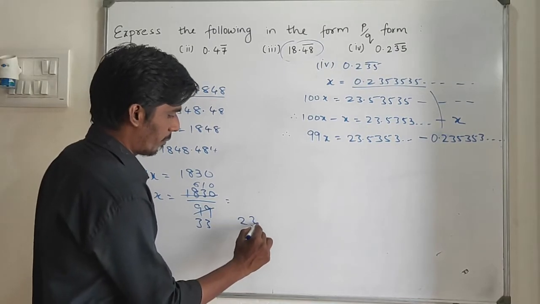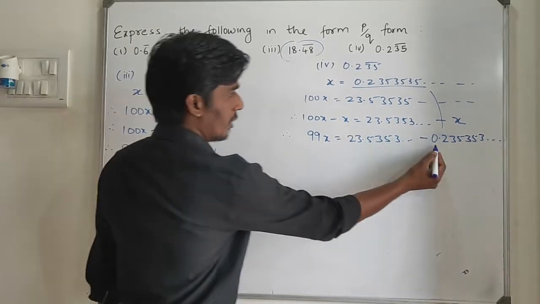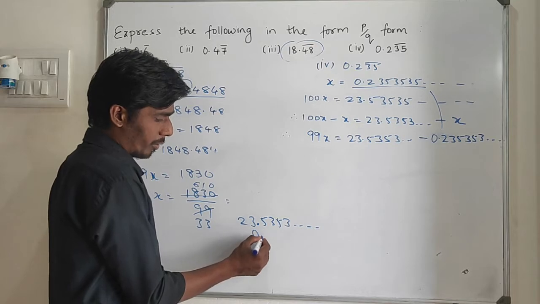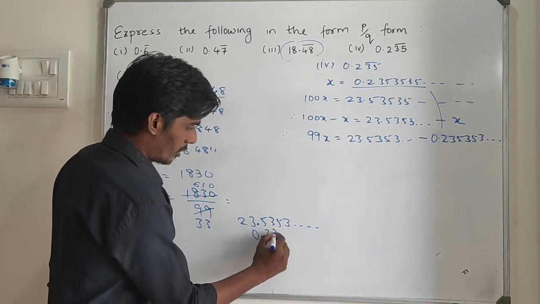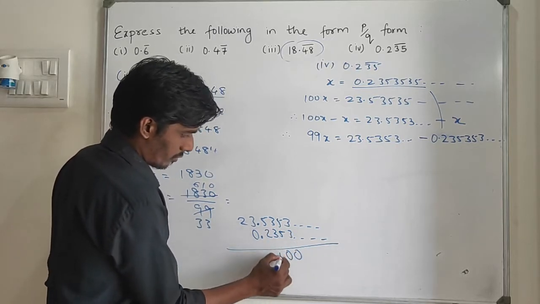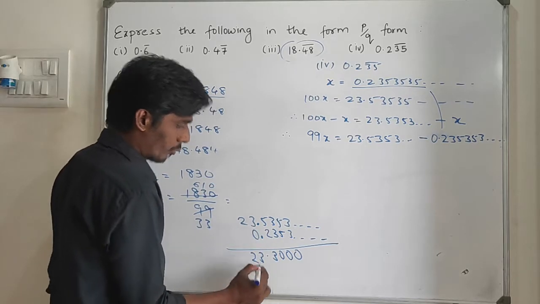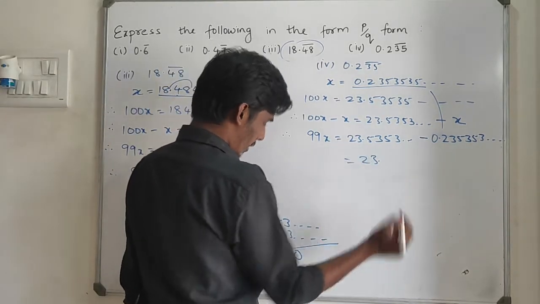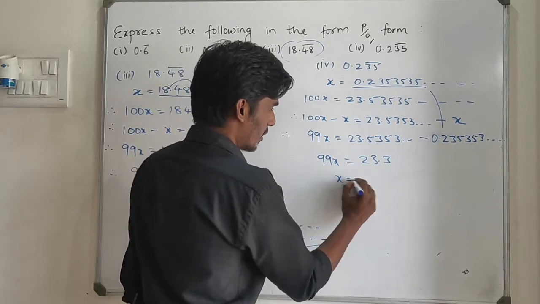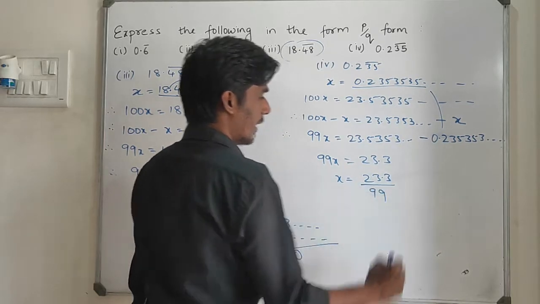That is 23.5353... Subtract. Now 0 I am going to write below this decimal. We have to take this decimal point below the decimal point. So it's 2353. So it's 0 0 0. 5 minus 2 is what? 3. It's 3 here and 2. So this will be 23.3. Here 99x. So x equals 23.3 upon 99.